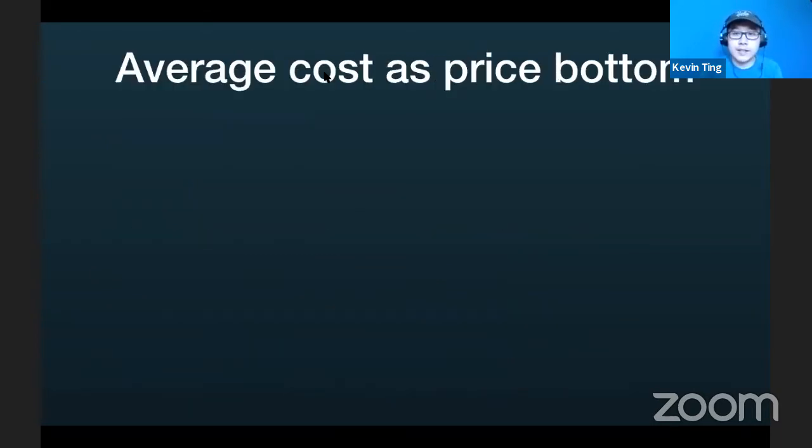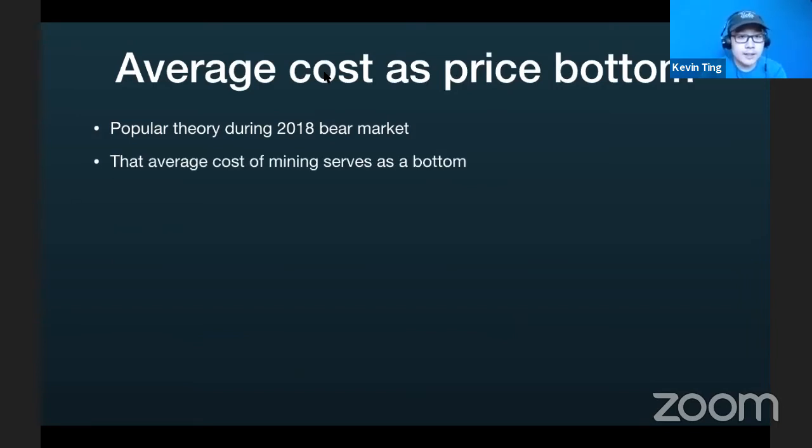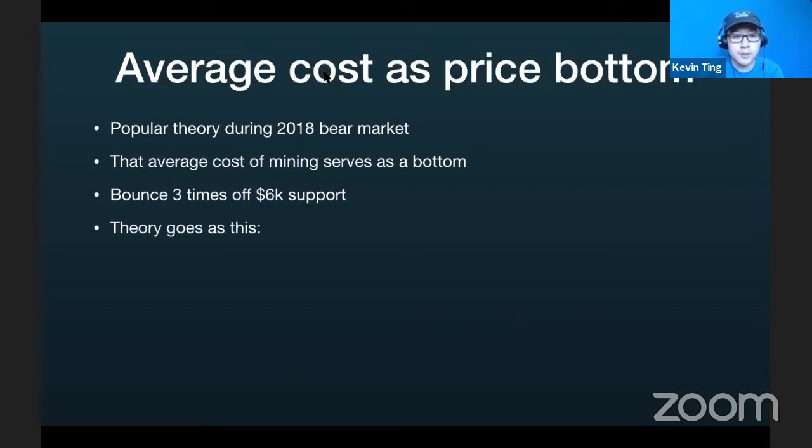The last one in this general grouping of Bitcoin's value as tied to its production cost is the average cost as the price bottom. This is a popular theory during the 2018 bear market. I believe Tom Lee also pointed this one out, that the average cost of mining serves as a good bottom or support for Bitcoin's price. As we've seen so far, Bitcoin has bounced 3 times off of around the 6K support level.